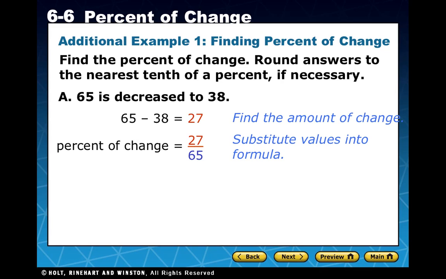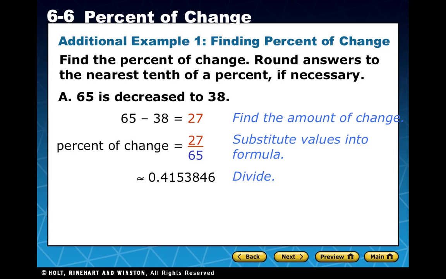And then you're going to substitute those values into the formula. The percent of change is going to be the amount of change, which is 27, and the original amount. So the original amount is 65 because we know that it is decreased to 38, which means it started at 65. So that will always be your denominator, whichever the starting number was. And then we're going to divide.